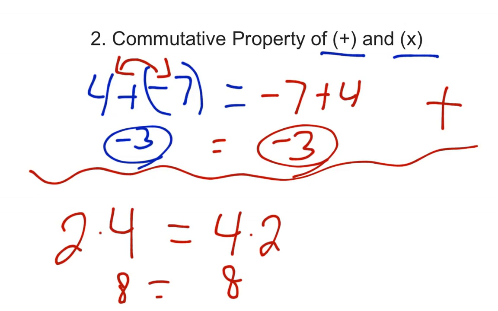So number 1 was the associative property. Number 2 is the commutative property. And then finally we have the identity properties. Okay, again, these are things that you already take for granted and already know, but we're going to write it down so you have a name to go with the rule that you use.